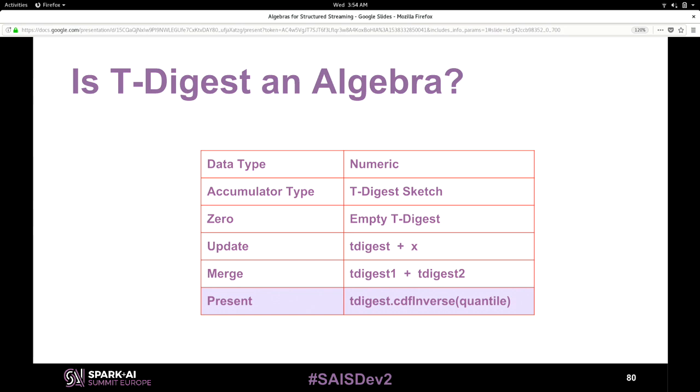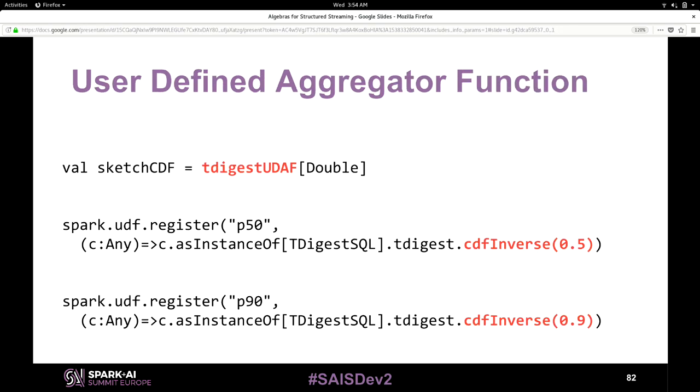And lastly, if you want to present the user with an actual quantile, you can just take one of these objects and say, give me the inverse CDF of my quantile, and that gives you the actual percentile that the user would like. So yes, t-digests are an algebra, and that means that I can write a structured streaming aggregating query on it. So Spark provides mechanisms for doing this.